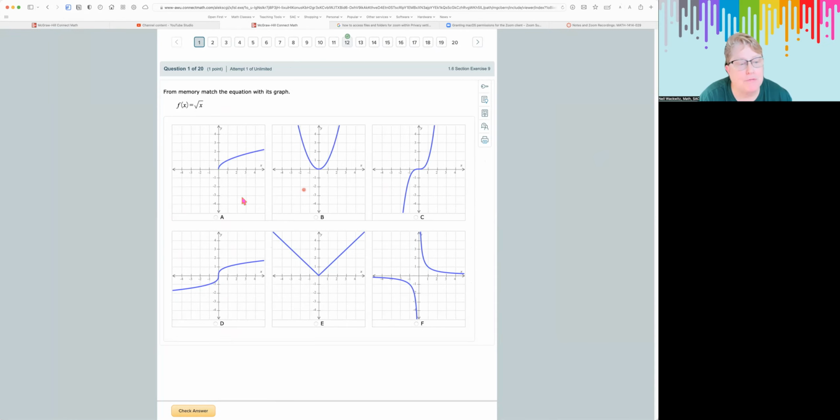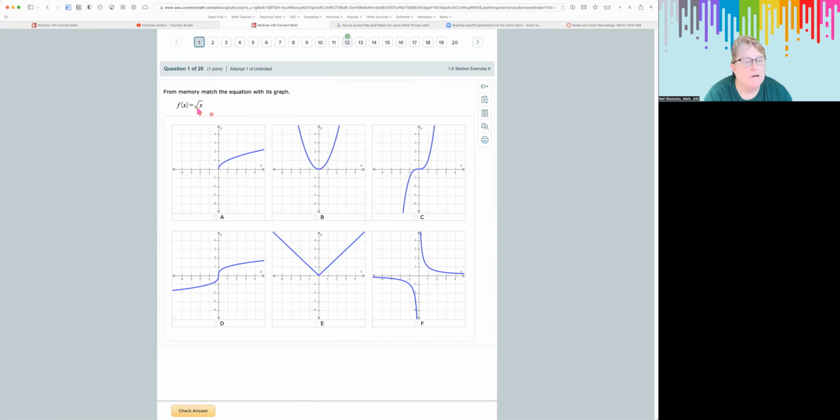I wanted to go through Connect Math sections 1.6 and 1.7 because some of the questions, well, we're finally going to start graphing and using some Connect Math features. And I want everybody to be on board with that. So the first three questions of this set are asking you to identify parent functions. And there's no second chance on these. If you get it wrong, it won't let you try again.